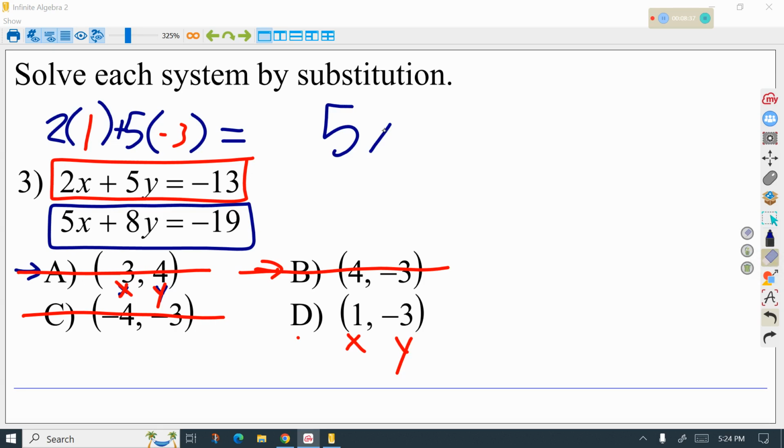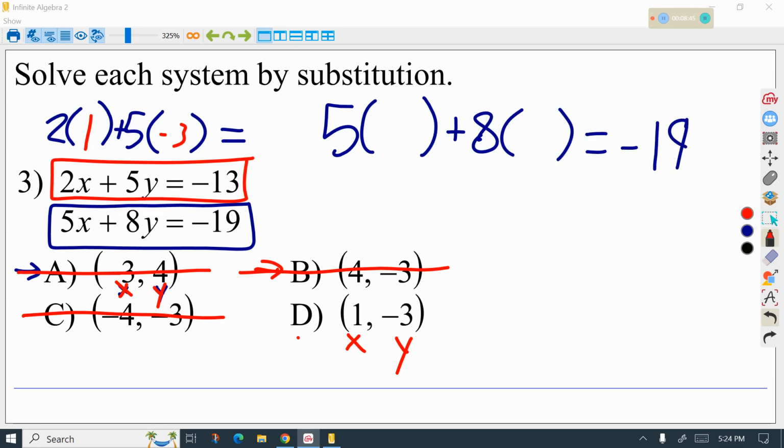The equation is 5x plus 8y, so I'll just put some blank parentheses here. You guys can see a way to save some time while you're doing this. Okay, give yourself the blanks and go put the numbers in there. The 1 goes here, and the negative 3 goes there. Okay, well, 5 times 1 is 5. And then that's plus negative 24, right?